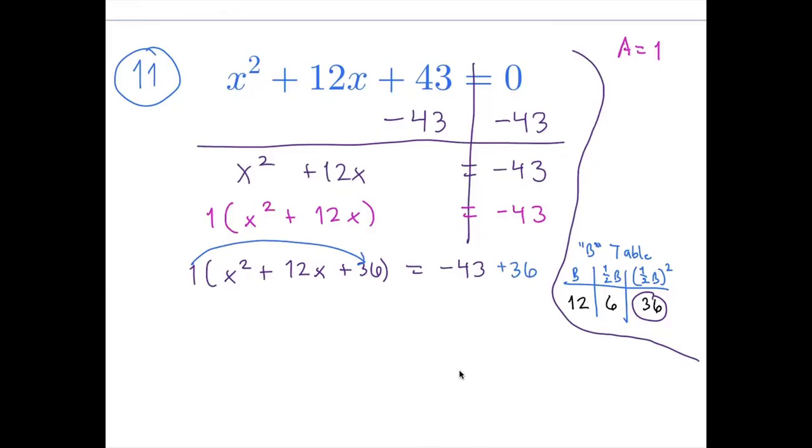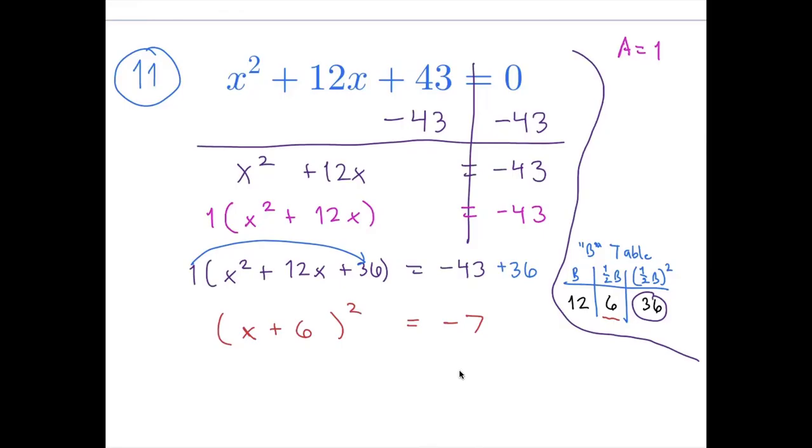All right, I wonder if anybody sees anything yet, but now we're going to write our left side as a parentheses squared. Remember, it's just 1, so we don't have to worry about the 1. Just turn it into parentheses squared. It's going to be x, and then the half b column tells us it's plus 6, so positive 6. And on the right side of the equation, it's negative 43 plus 36, which is going to equal negative 7.